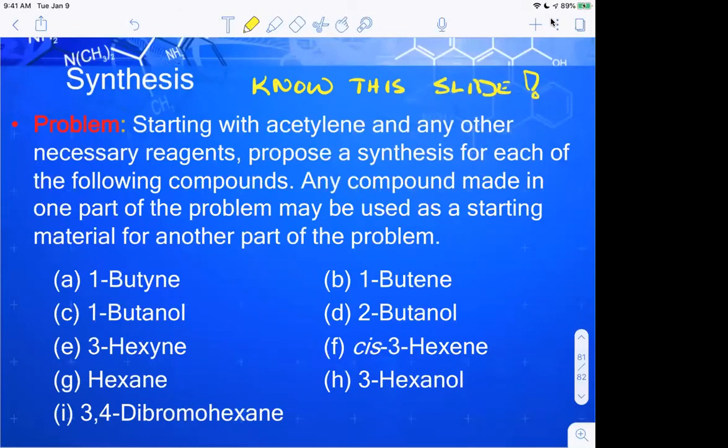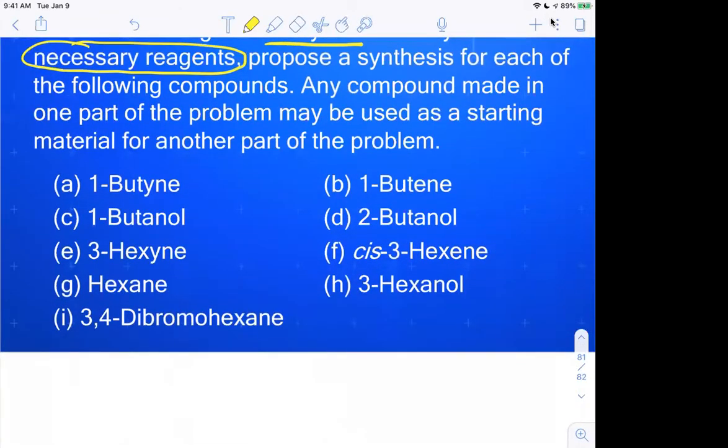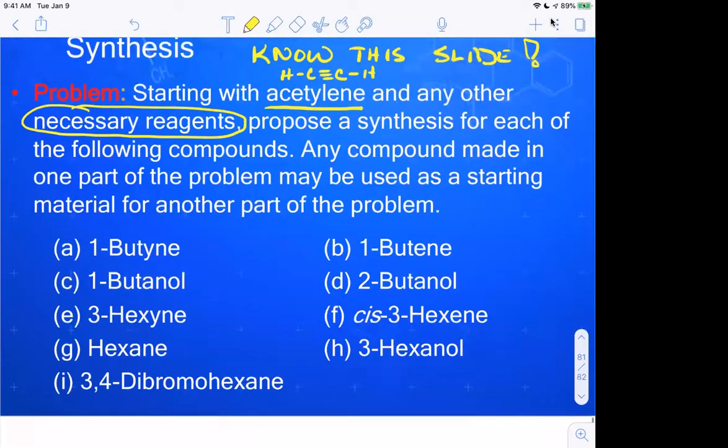Figure out how to start with acetylene, which is just my simplest triple bond, and then using all the reactions and all the reagents that we used in this chapter, propose a synthesis for each of the following compounds. Any compound that is made in one part of the problem may be used as a starting material. I'm going to do the first one.